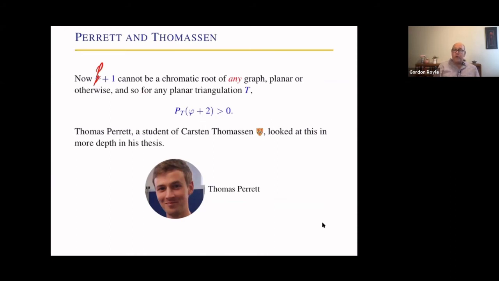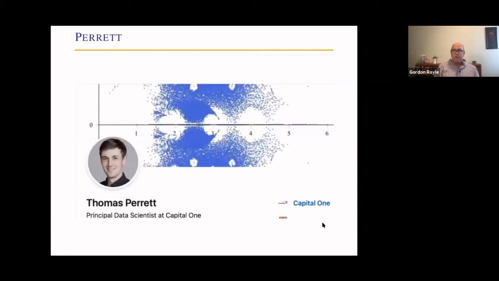Thomas Perrett, a student of Carsten's, looked at this in much more depth in his thesis, and they proved some very interesting results. Unfortunately, Thomas decided to leave academia after he finished his PhD. I was hoping to attract him here, but that didn't work. I needed to check what I'm telling you, so I looked him up yesterday, and I suspect that he still has some affection for chromatic roots. That's his LinkedIn page, and it looks very much like a picture of chromatic roots to me.